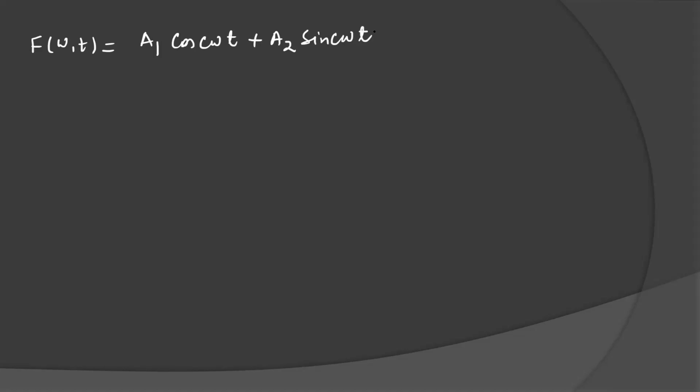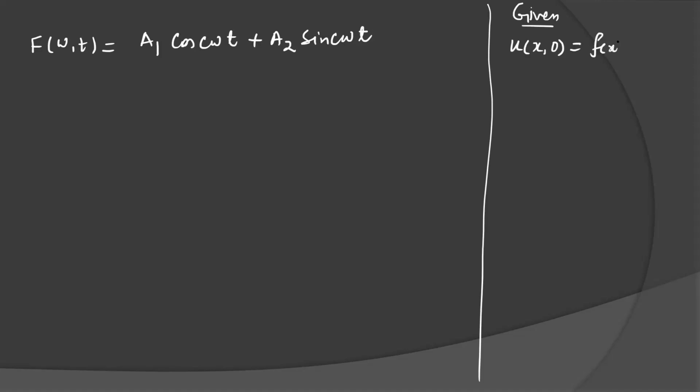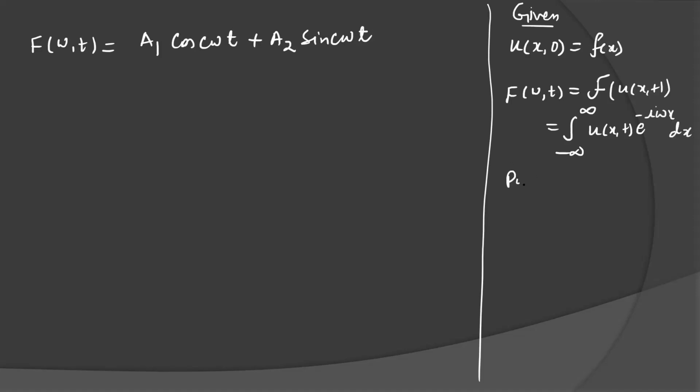Now we have to find A1 and A2. What are the given conditions? The given condition is u(x,0) equal to f(x). Now we know that F(omega,t) is the Fourier transformation of u(x,t), that is equal to integral from minus infinity to infinity of u(x,t) e to the power minus i omega x dx. Put t equal to 0 on both sides. So F(omega,0), call it by a new notation g(omega). I used this notation in part 5 also.